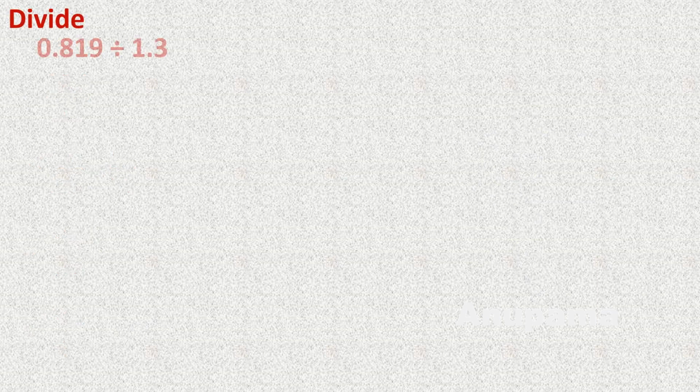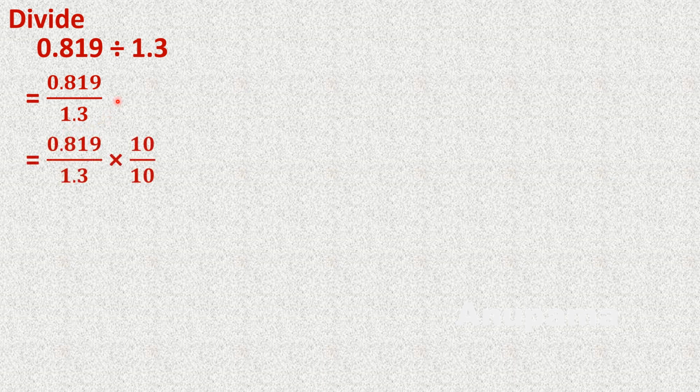Let us do one more question. 0.819 by 1.3. We need to divide 0.819 by 1.3. At first we will write it as a fraction, like this, 0.819 by 1.3. Now here is 1.3. We need to remove the decimal point from the denominator. So by which should we multiply? We can multiply 1.3 by 10. So it is 0.819 by 1.3 multiplied by 10 by 10.